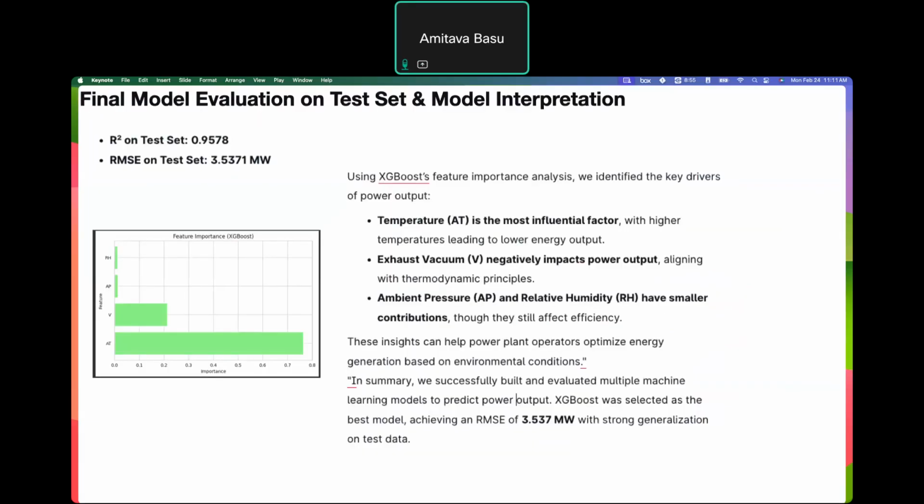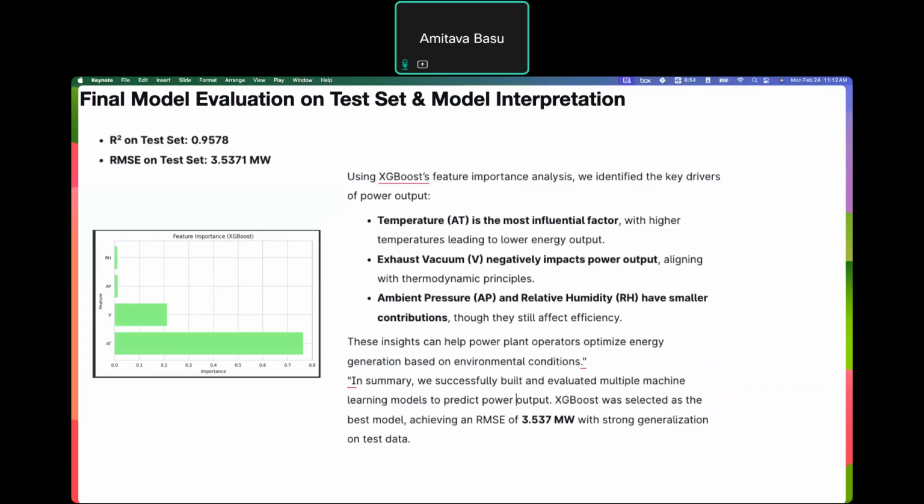After selecting XGBoost as the final model, I tested it on unseen test data. The final results were R square on test set 0.9578, RMSE on test set 3.5371 plus or minus megawatt. The test results closely match validation performance, confirming that the model generalized well. The low RMSE also indicates that our predictions are favorably accurate.